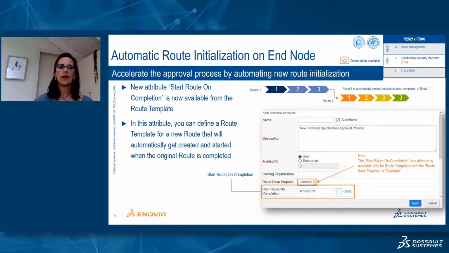A new attribute is now available when creating a new standard route template, called Start Route on Completion. In this attribute, you can define another existing route template, which will be used to generate and start a new route, which will be started automatically when the current route based on this template is completed. So as you can see here, we have route 1, and when this route is completed, route 2 will be started automatically.